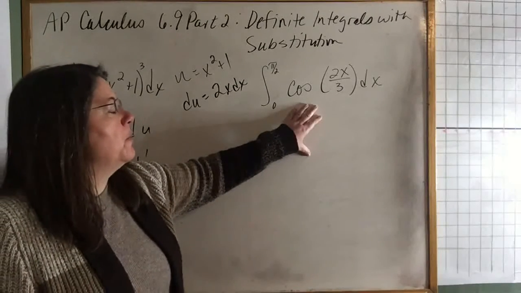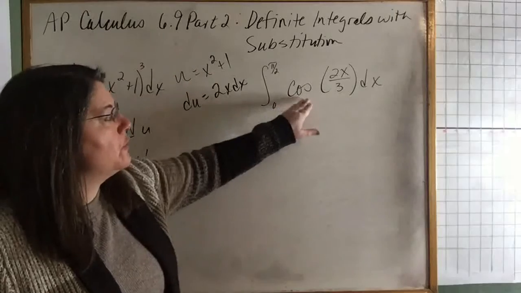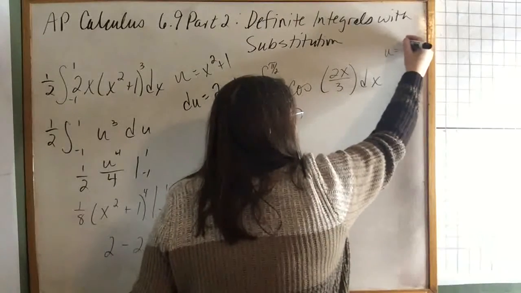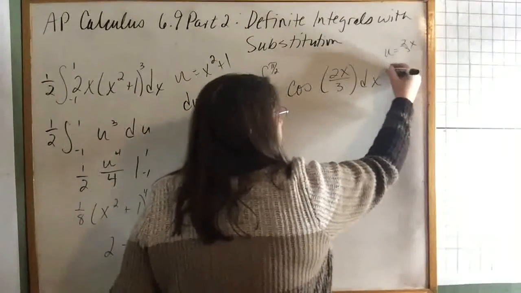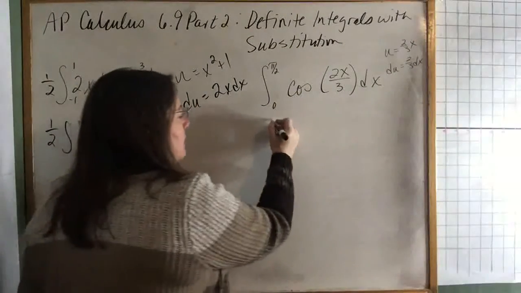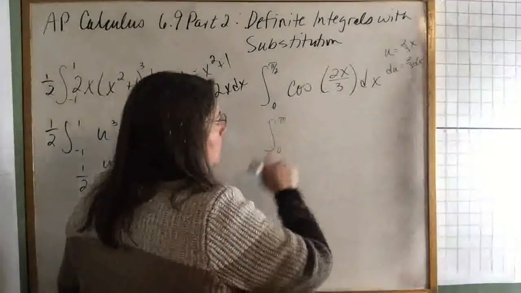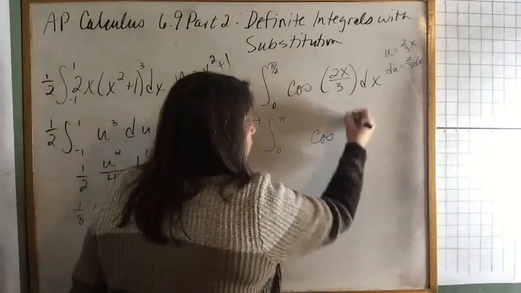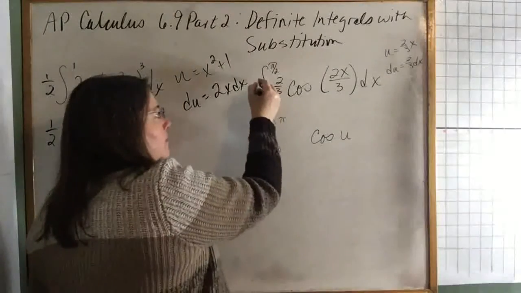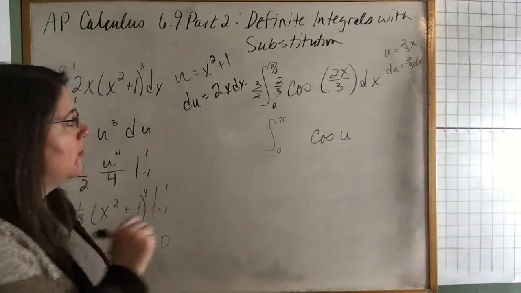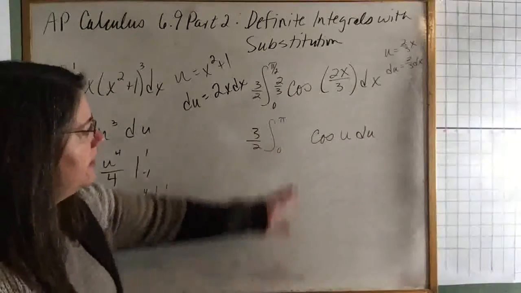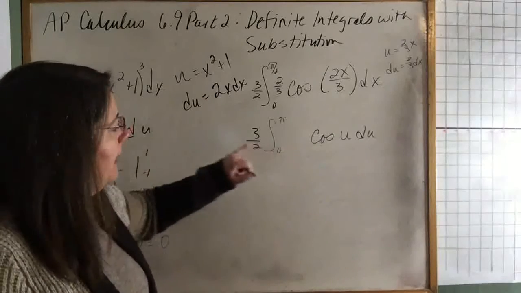For this one, remember we said that if you have a trig function with an x value, your u is most of the time going to be that x value. So I'm going to let u equal 2/3 x. And so my du is 2/3 dx. So I have, when I sub in the u, cosine of u, I have the dx, but I need a 2/3. I'm going to offset that with a 3/2. So I will keep that 3/2, and now I have the du.